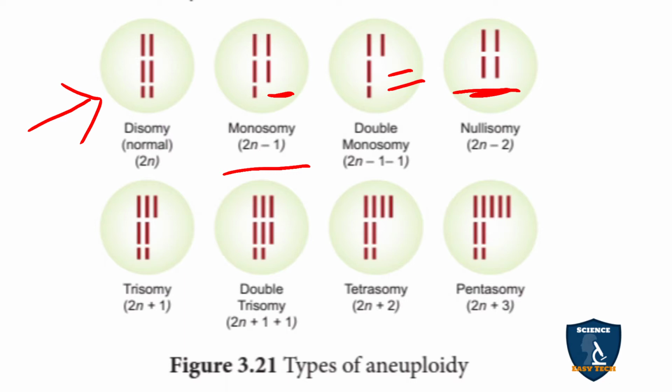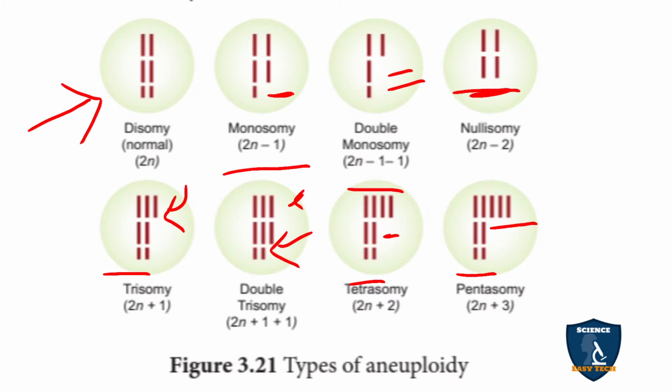Trisomy: this is a disomy, and a new one is added to this set, that is 2n plus 1. Same way, in the trisomy 2n plus 1 condition, again another one is added, here 1 and here 1. That means 2n plus 1 plus 1, and double trisomy occurs. In tetrasomy, you can see four chromatid-like structures, chromosomes are added: this 2 and this 2, so 2n plus 2 is added. In pentasomy, 2n plus 3 is added.